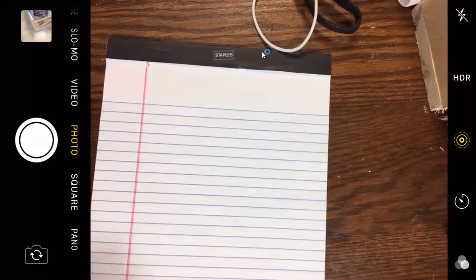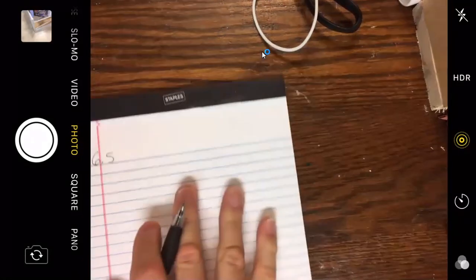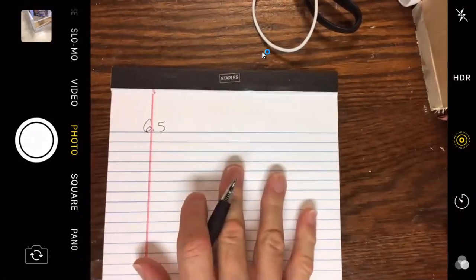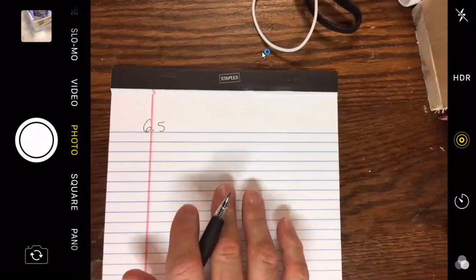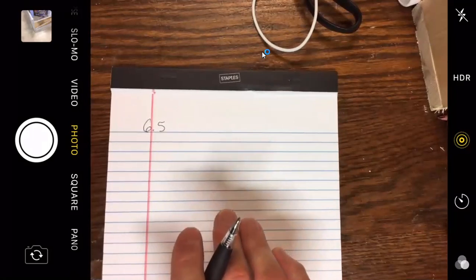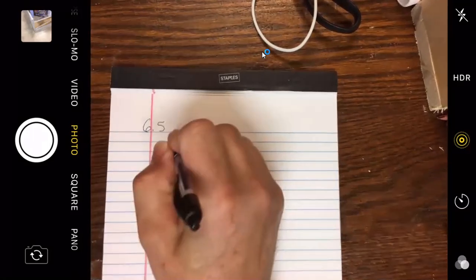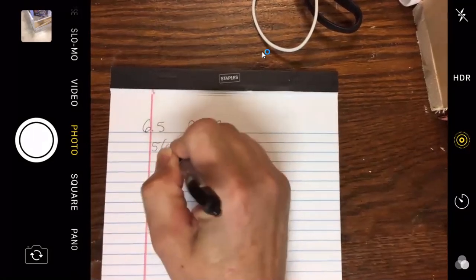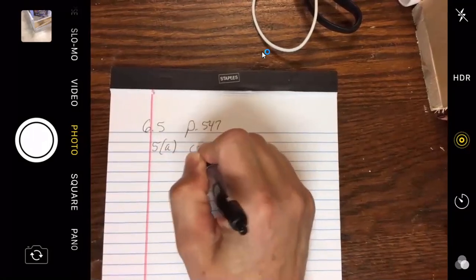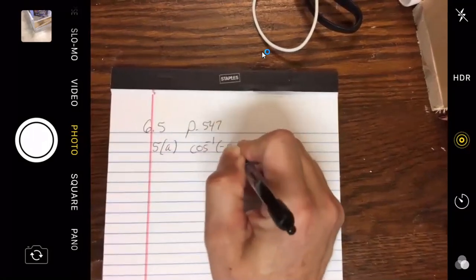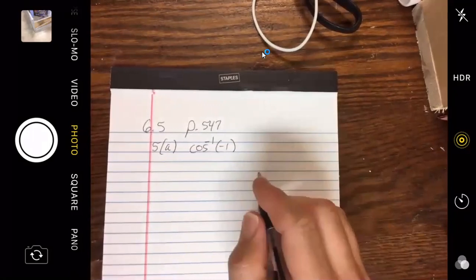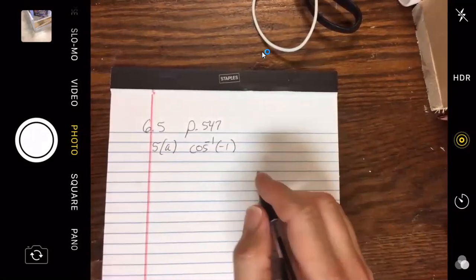Otherwise, we'll start working a few problems off of page 546, section 6.5. Let's start with problem 5A, off page 547. Arc cosine of -1. They want the exact value.